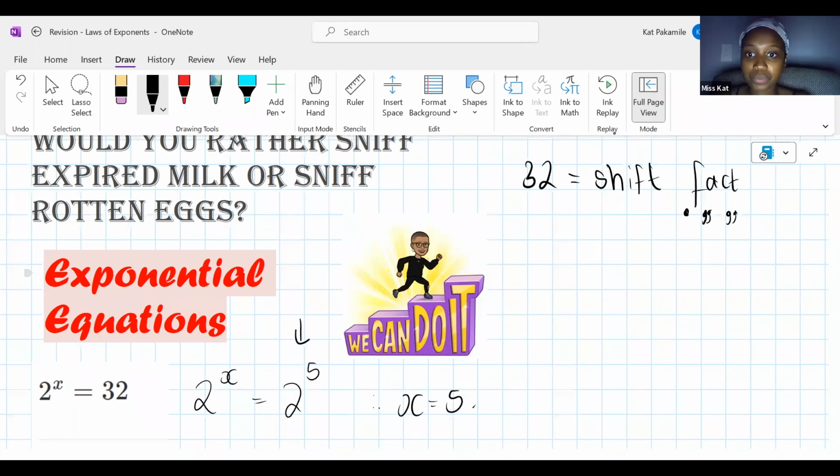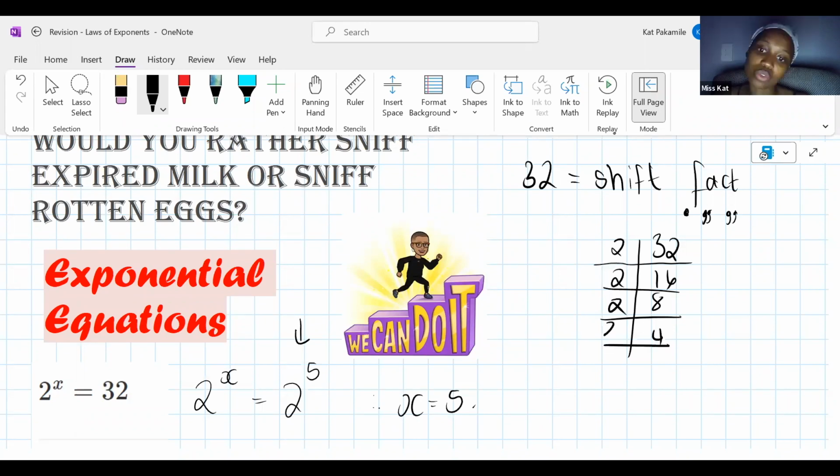If they say no calculators, guys, you just do the traditional factor ladder. So you're going to say 32 divided by 2, that's 16, divided by 2, that's 8, divided by 2, that's 4, divided by 2, that's 2, divided by 2, that's 1. So then 32 will be 2 times 2 times 2 times 2 times 2, which is 2 to the power of 5. So you can use either method.